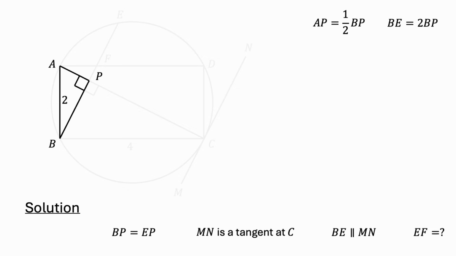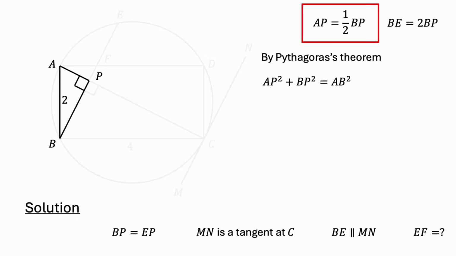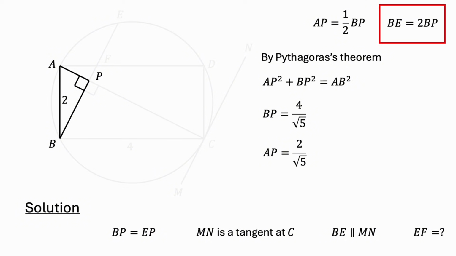Next, consider triangle ABP. By Pythagoras theorem, we have AP square plus BP square equals AB square. Since AP equals half BP, we have 1 over 4 BP square plus BP square equals 2 square. And so, 5 over 4 BP square equals 4, or BP square equals 16 over 5. Taking the square root, we have BP equals 4 over square root 5. Therefore, AP equals 2 over square root 5. Since BE equals 2BP, we have BE equals 8 over square root 5.